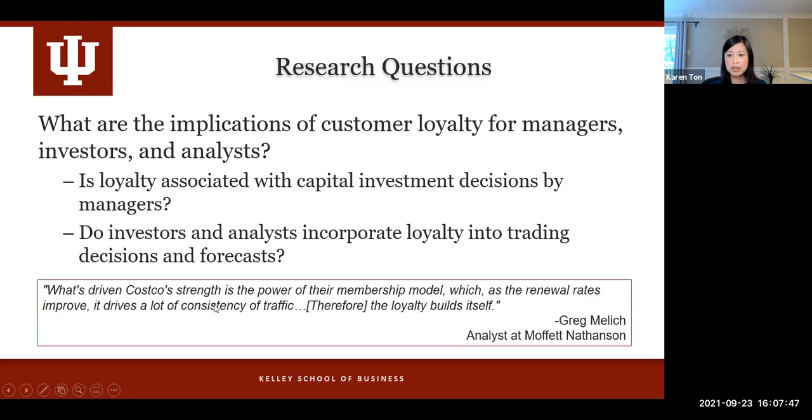The second major research question that we addressed in this project was to see what the implications of customer loyalty are for managers, investors, and analysts. And for managers, we specifically look at how loyalty might be associated with capital investment decisions. And for investors and analysts, we were interested in seeing whether they incorporate loyalty into their trading decisions and forecasts.